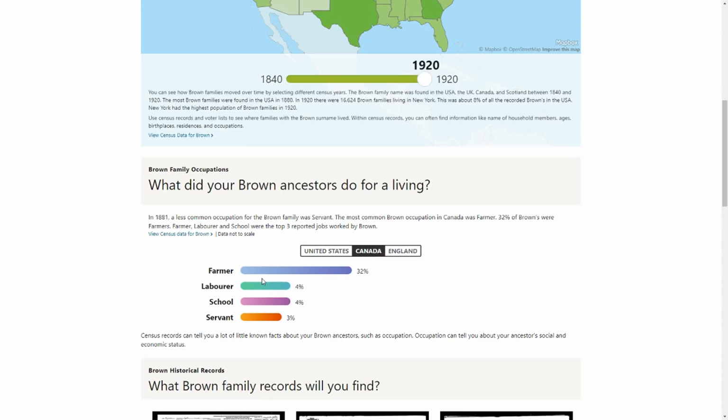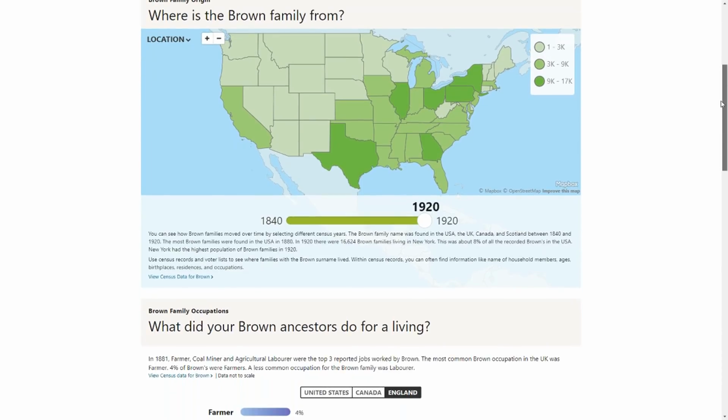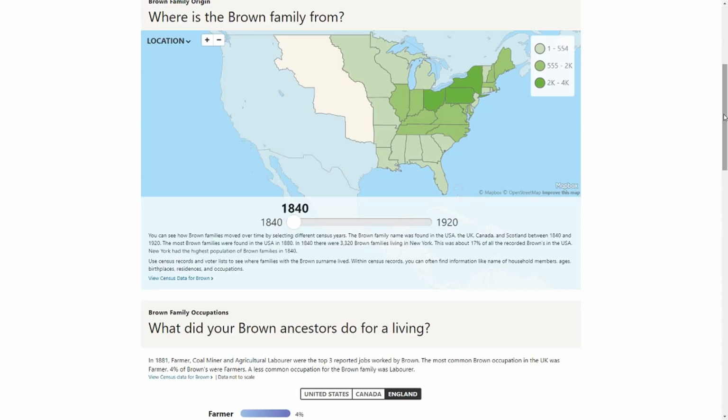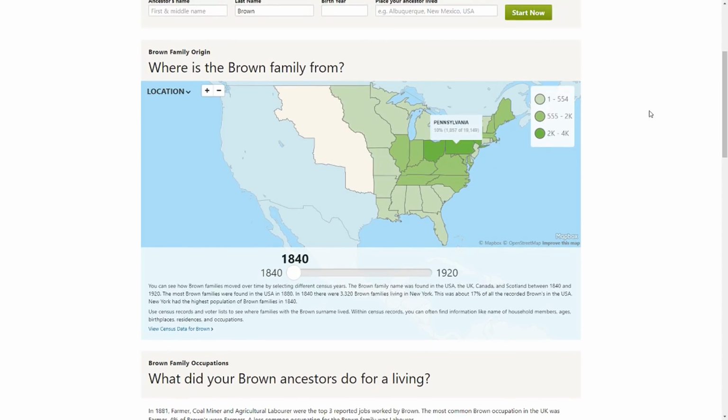Canada, the Browns that were in Canada, 32% farmers, school and servants. And then in England, 4% farmers, 3% coal miners, agricultural labor, and laborer. And so that just kind of gives you an idea of the migration patterns for your family surname, but it can also be useful in looking backwards.